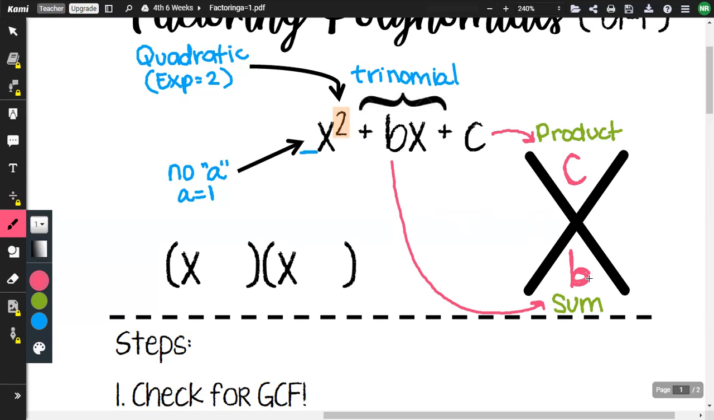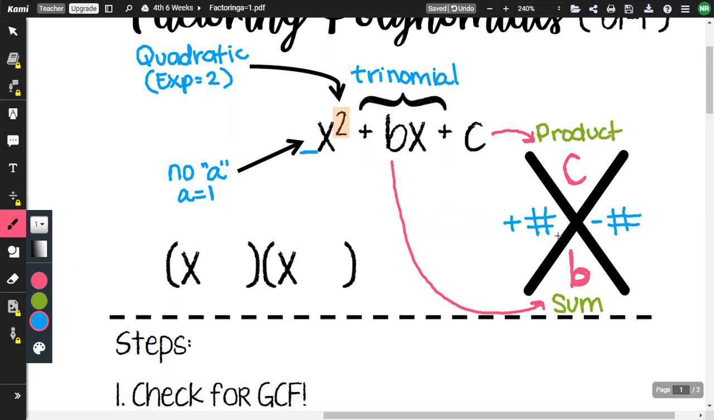Now, when you solve these diamonds, when you find your answers, you end up with 2 numbers on the sides. Yesterday, I gave you C and B. Now you're going to grab C and B from the trinomial and set it up yourself. When you solve it, you end up with numbers on the sides. Those numbers could either be positive or negative. They could both be positive or they could both be negative.